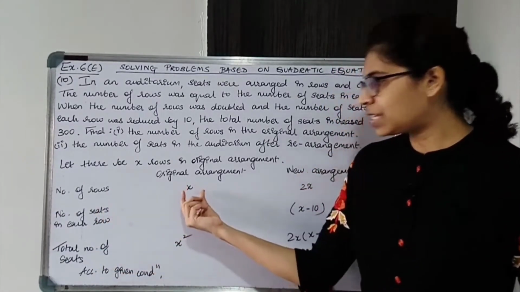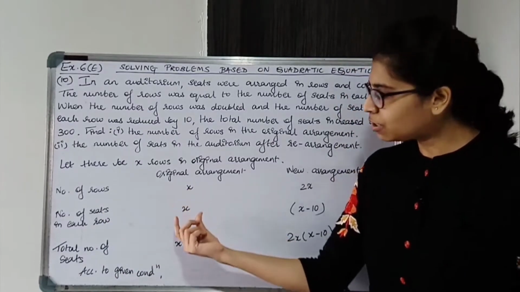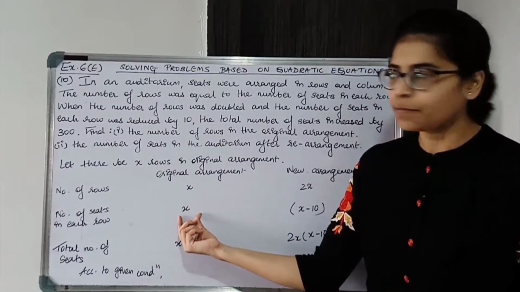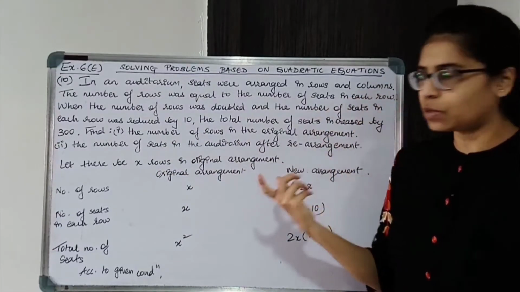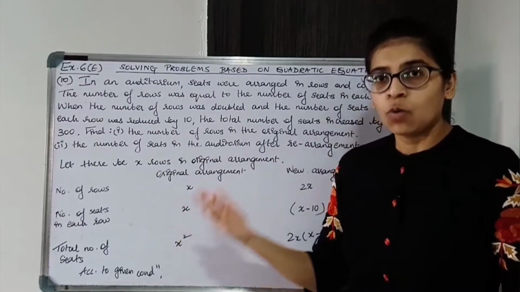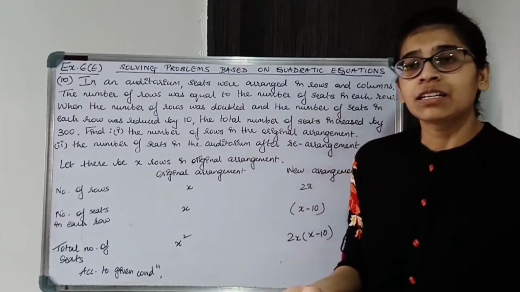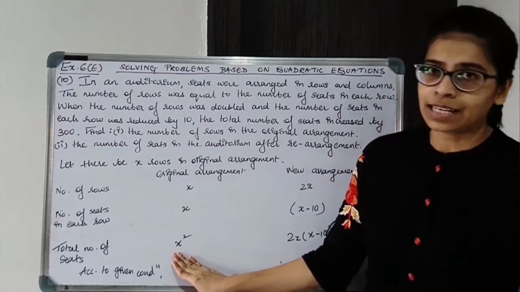So number of rows is x, and the number of seats in each row is equal to the number of rows in the original arrangement. Okay, number of rows and number of seats are equal. So if the rows are x, the seats will be x. What will be the total number of seats? It will be x into x, that is x square.